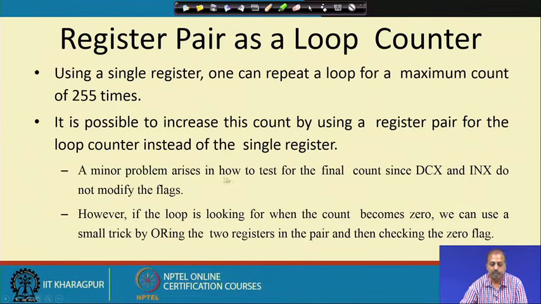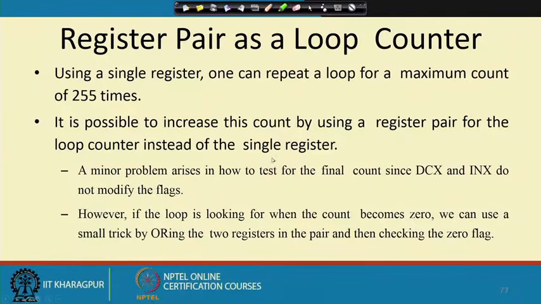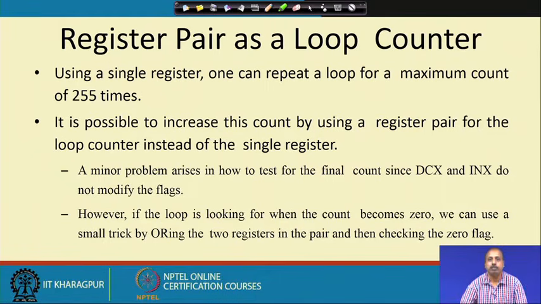But there is one small problem. In the previous instruction we have seen that after decrementing C we could do jump on not 0, because the DCR instruction affects the 0 flag. If the content becomes 0, then the 0 flag will be equal to 1. But in case of a register pair, we have to use the DCX and INX instructions for register pair decrement and increment, and these operations do not affect the status flags. This is by the design of the 8085 processor. We cannot answer why it is happening like this, but this is by the design of the processor.